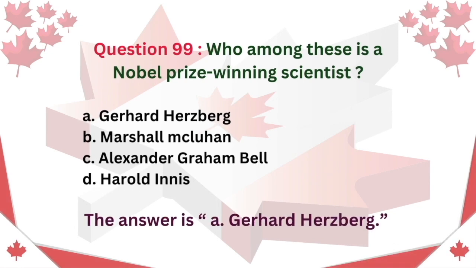Question 99. Who among these is a Nobel Prize-winning scientist? A. Gerhard Herzberg. B. Marshall McLuhan. C. Alexander Graham Bell. D. Harold Innis. The answer is A. Gerhard Herzberg.